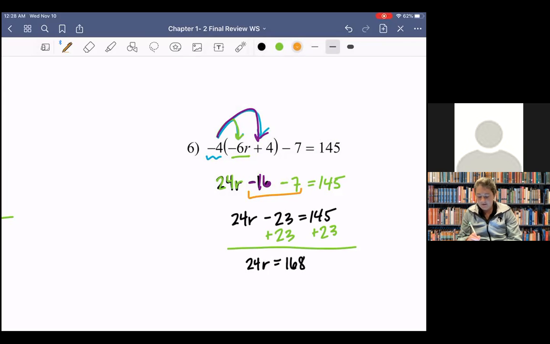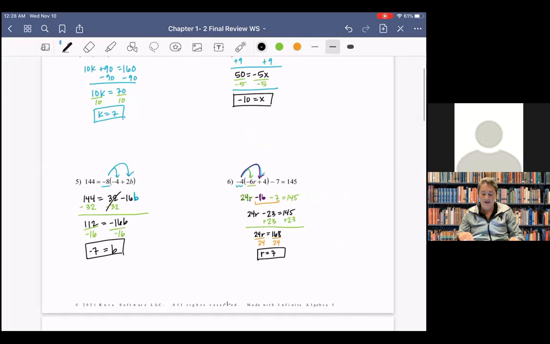And then we'll divide both sides by 24 to get r by itself. And now I'll have r equals 168 divided by 24 is 7. So r equals 7.